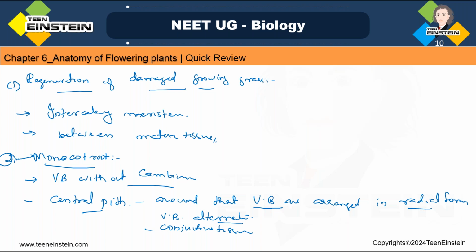So how many points am I saying here? In monocot root, vascular bundles are present and cambium is absent. There is no cambium in the vascular bundle. The vascular bundles are alternate and radially arranged in the form of a ring around the central pith region. Xylem and phloem bundles are separated by a narrow strip called conjunctive tissue, which does not take part in cambium formation. So there is no cambium formation and no secondary growth, because vascular bundles in monocots are closed. Clear?